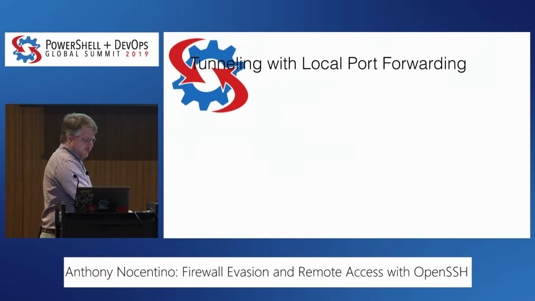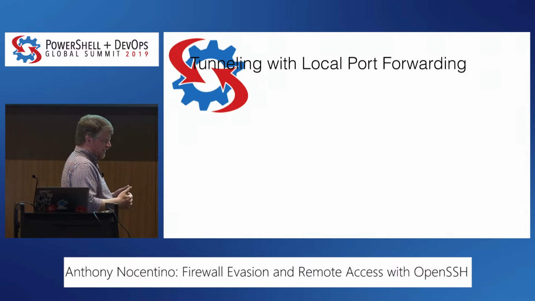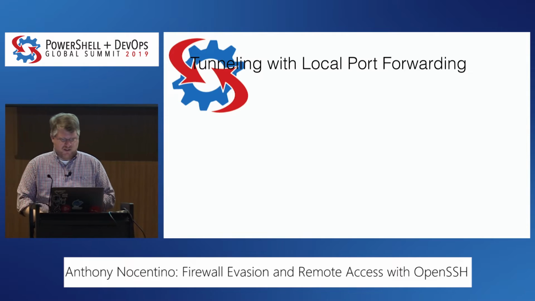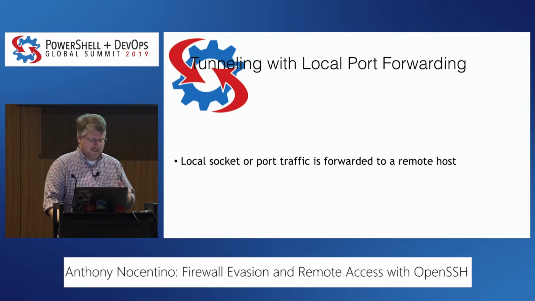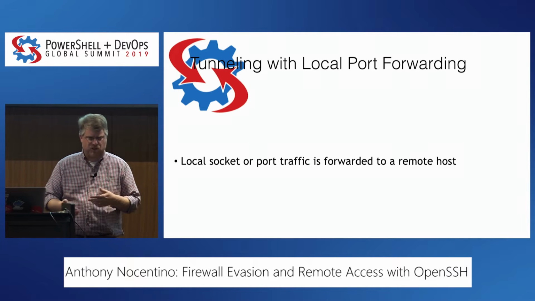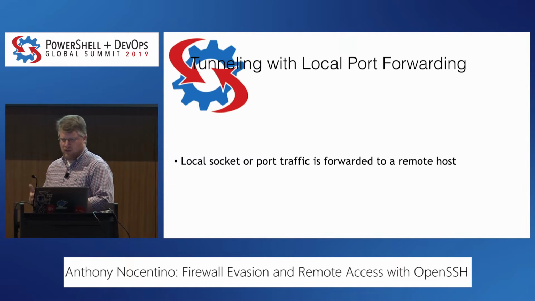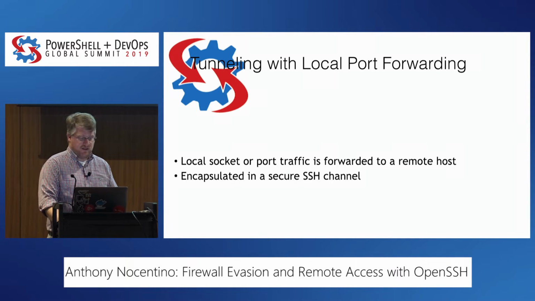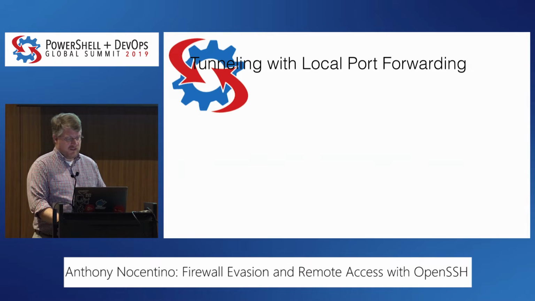So, tunneling with local port forwarding. This is kind of like the first step in doing things your network administrators don't like. And so tunneling with local port forwarding gives us the ability to use a local socket to forward traffic to a remote host. Maybe there's an insecure service that I didn't want to open up on a firewall, and I can go ahead and access that service through an SSH tunnel.